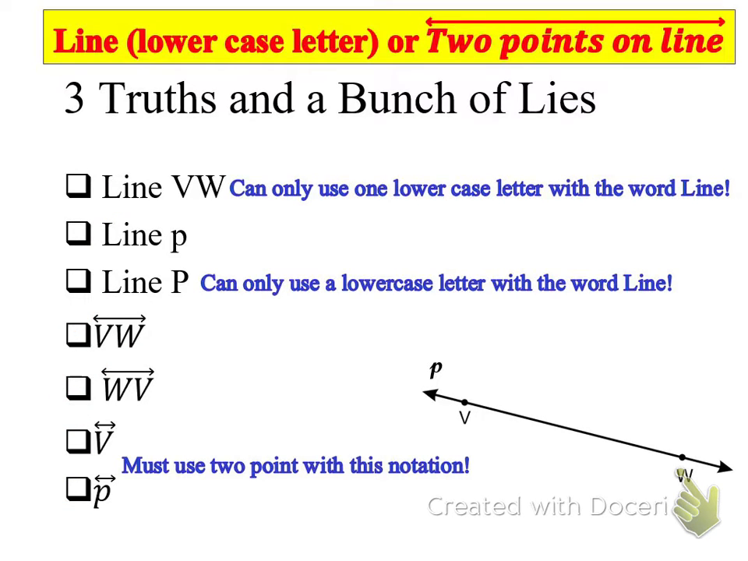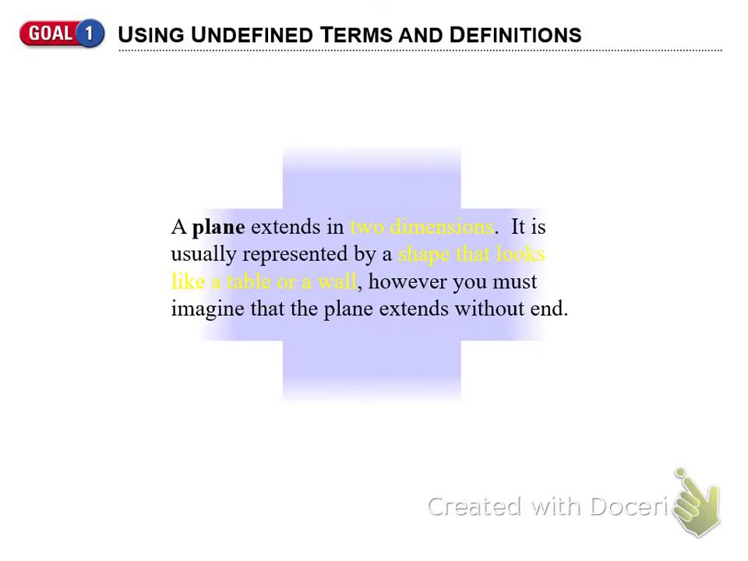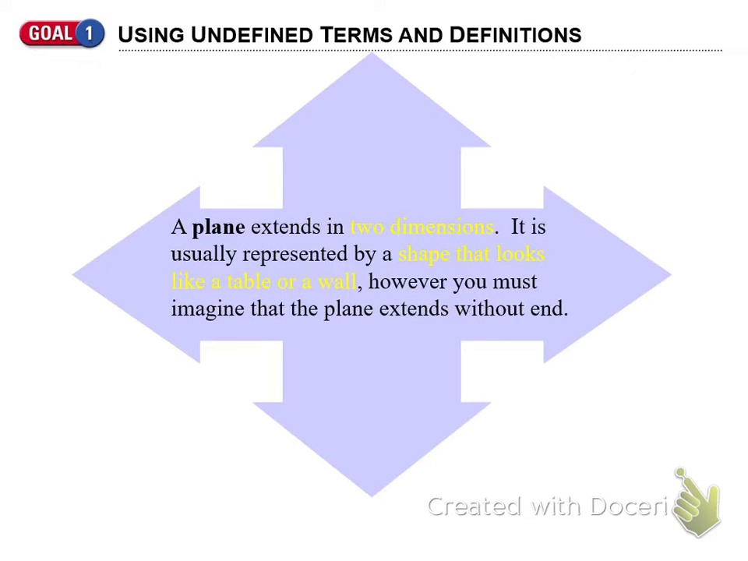All right. The last thing we're going to talk about is a plane. So a plane is two-dimensional. It has a length and it has a width. So what are some things that have a length and a width? A square, a rectangle.